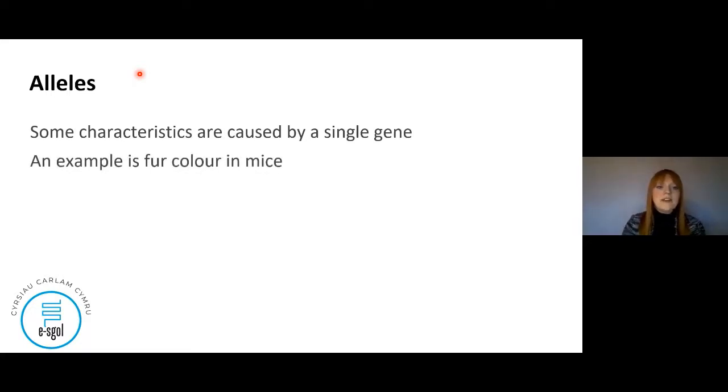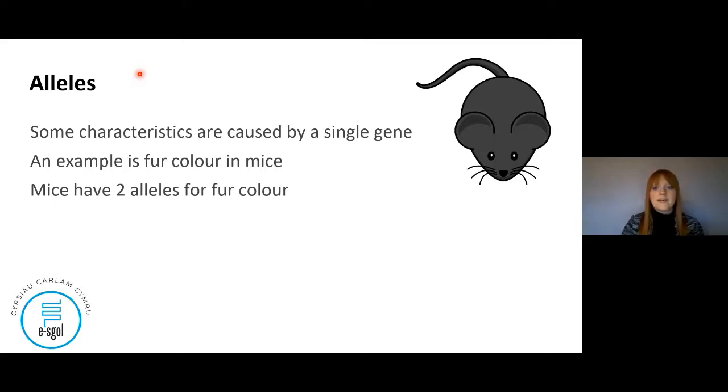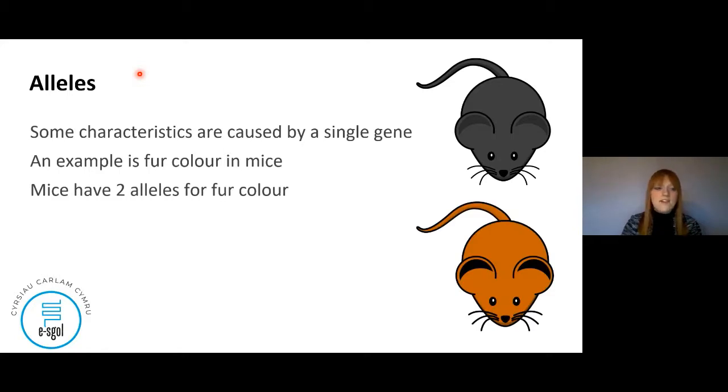An example is fur colour in mice. Mice have 2 alleles for fur colour, so 2 versions of that gene. They either inherit genes that give them black fur, or they inherit the genes that give them brown fur.